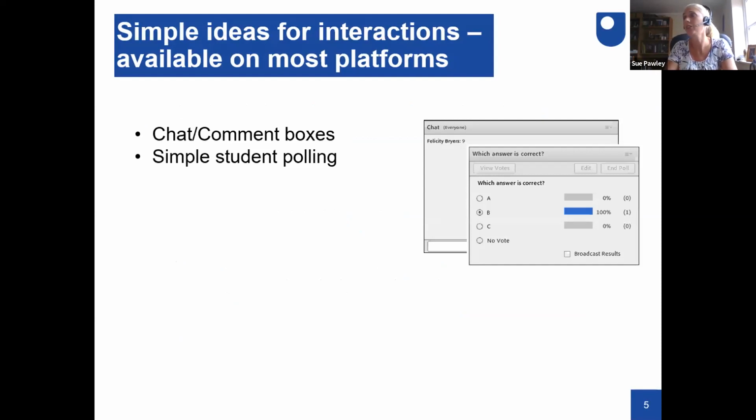Polling is a brilliant thing to use. You can assess students' knowledge. You can use some of your stats questions or something like that. So you can talk about a topic and then run a quick question, just a multiple choice question, and just see if the students are actually getting the right answer or not. And if they are, then you can move on. If not, it's maybe something you need to go back and revisit again.